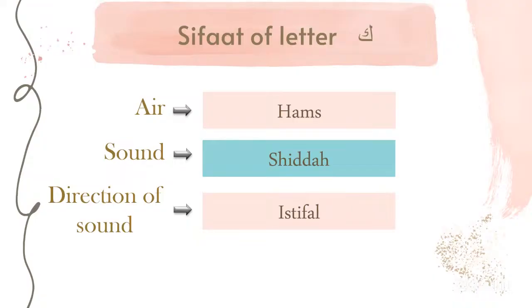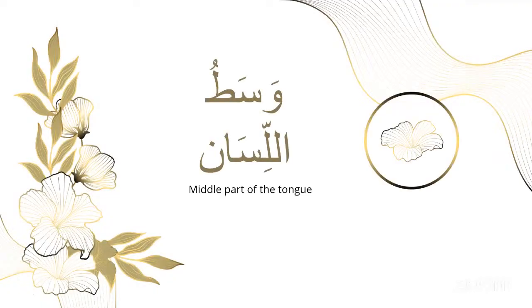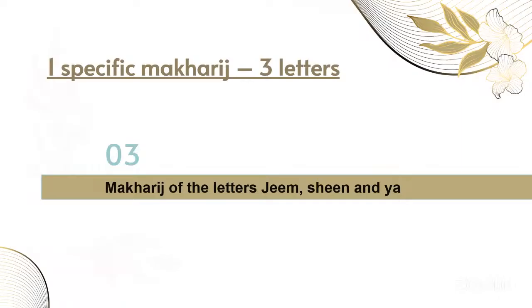Do not ever make this mistake. First the shidda, and then you have to move to the hums, and this is a light letter, hence it is different. Now we have to move to the part of the tongue which is the wasatul lisan, the middle part of the tongue.